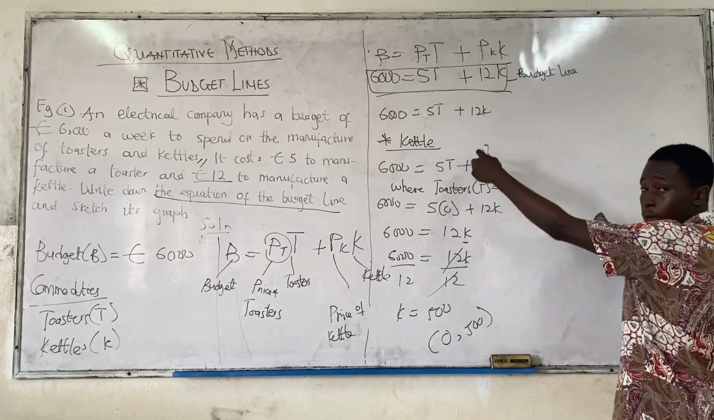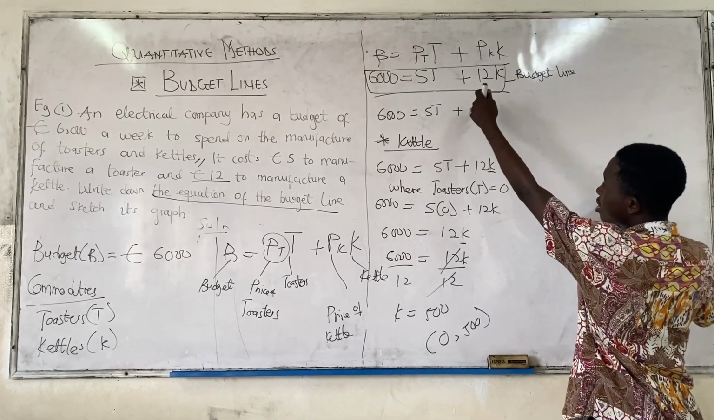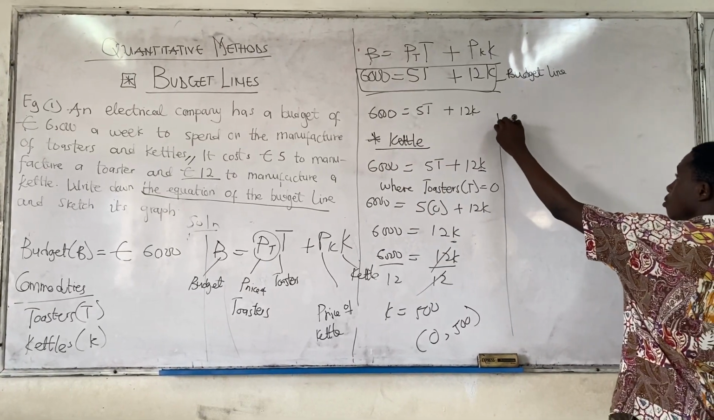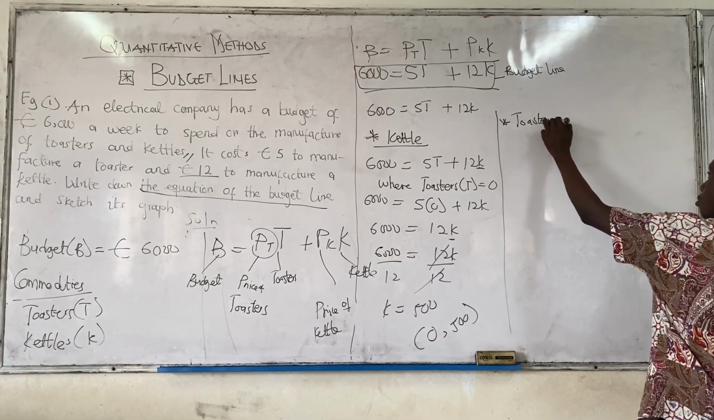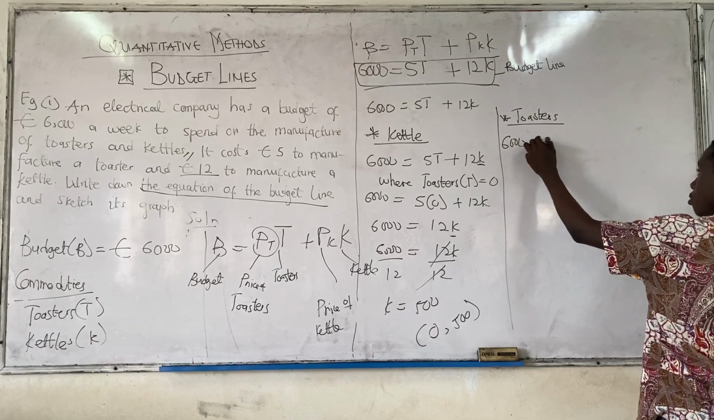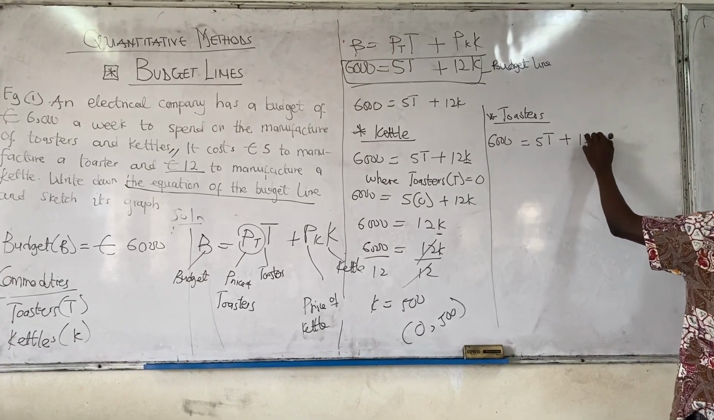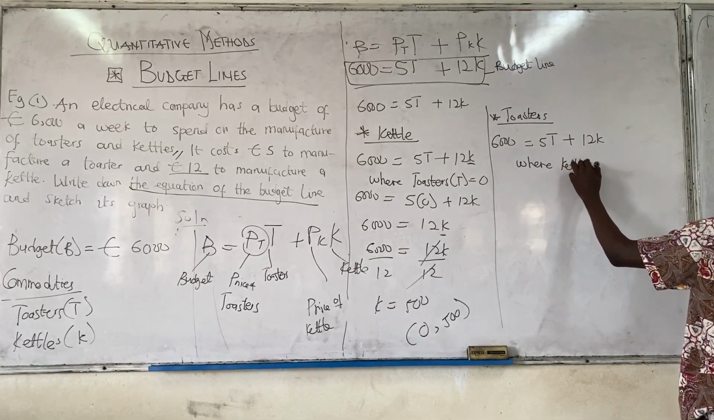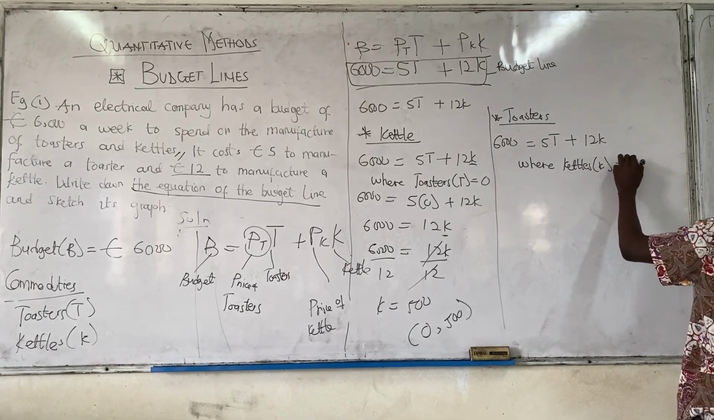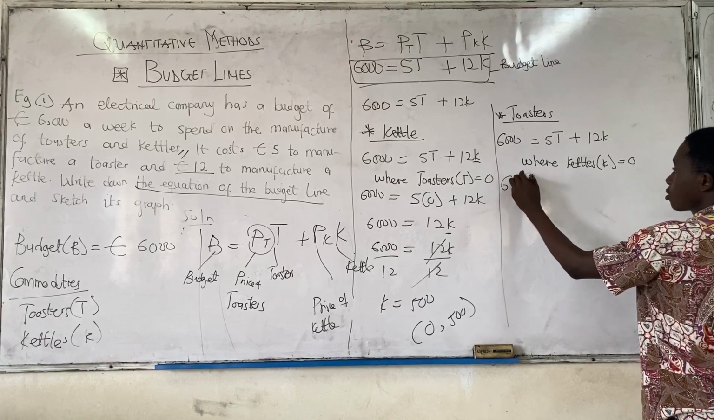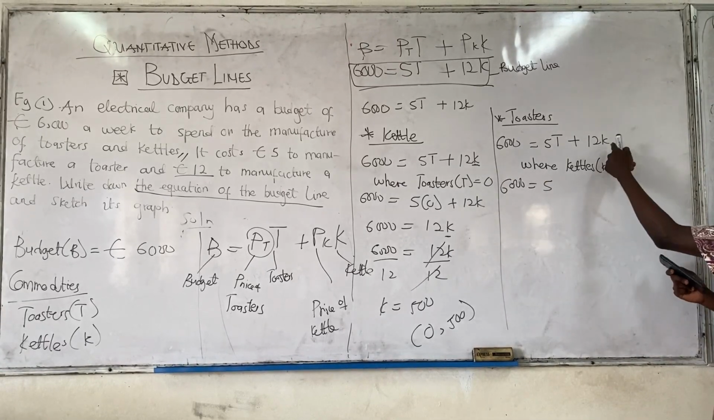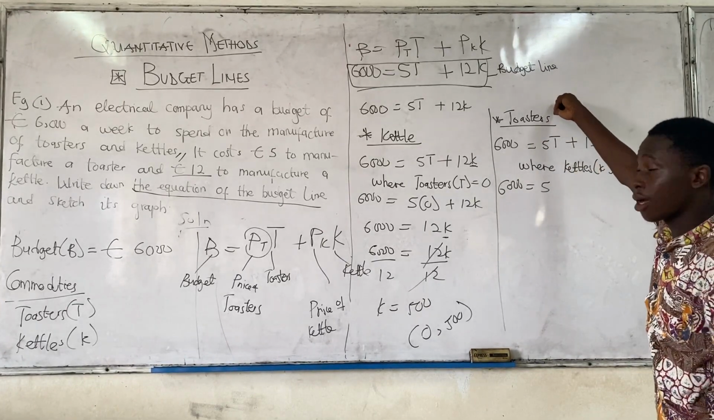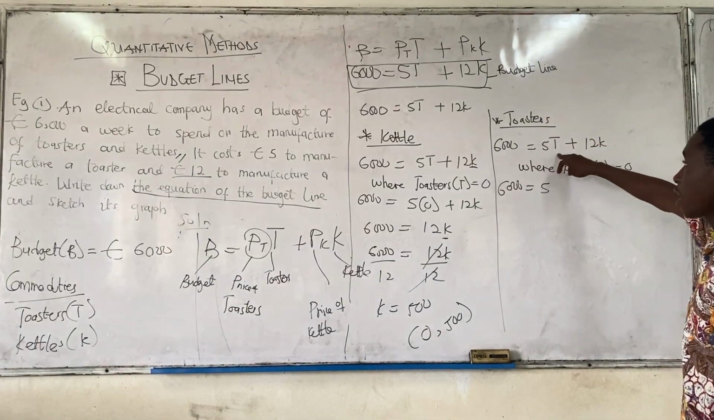So if you also want to get a toaster, what do you do? You represent the K by 0, and you get the T. So let's do that. So toasters. We now are calculating for the toasters. So you have 6,000 equals 5T plus 12K.